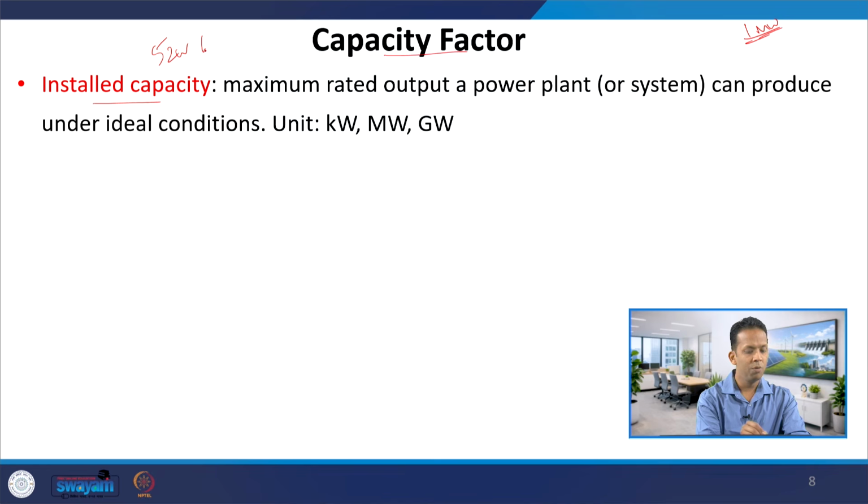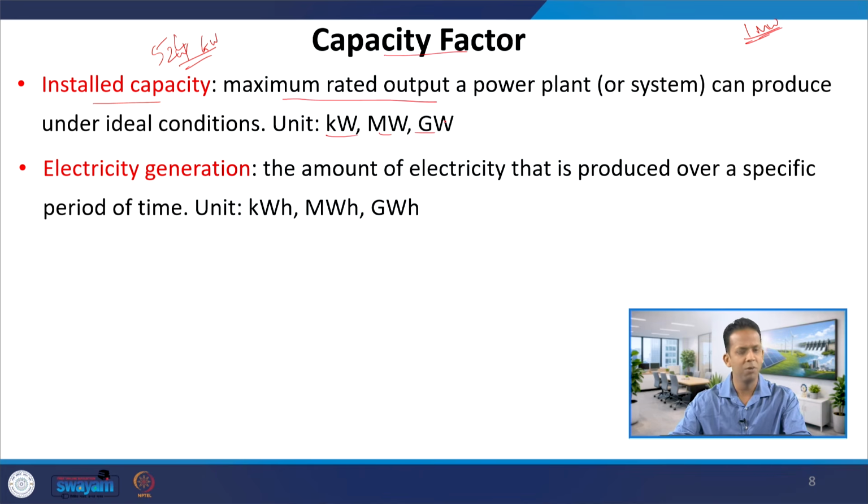Almost 524 gigawatt. That is our installed capacity, and even if we run it for, say, 24 hours a day, it won't give us 524 times 24, because each of the power plants based on different sources will have different capacity factors. So installed capacity is the maximum rated output of a power plant, and that maximum output can be produced under ideal conditions which hardly exist. The unit will be watt, kilowatt, megawatt or gigawatt.